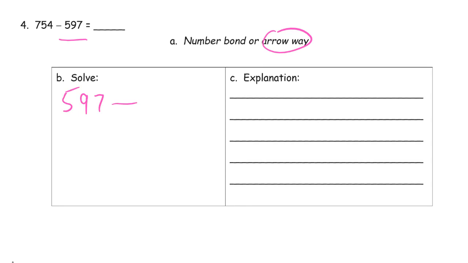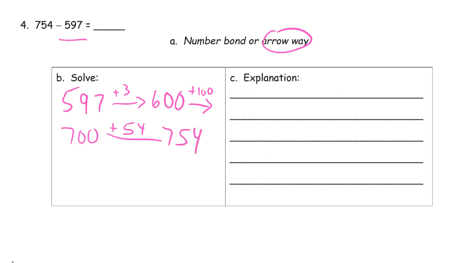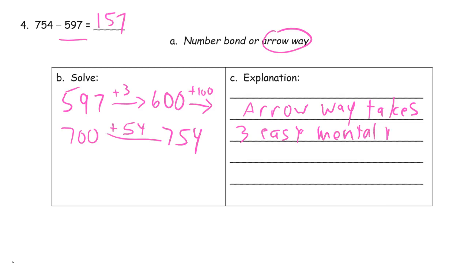597, right? And if I add 3, that gets me to an easy 600. And now I can see that I have to add another 100. That makes 700. And then the 54 for 754. So that's 154 plus 3 is 57, so it's 157. And I chose arrow way because arrow way takes 3 easy mental math steps to count up.